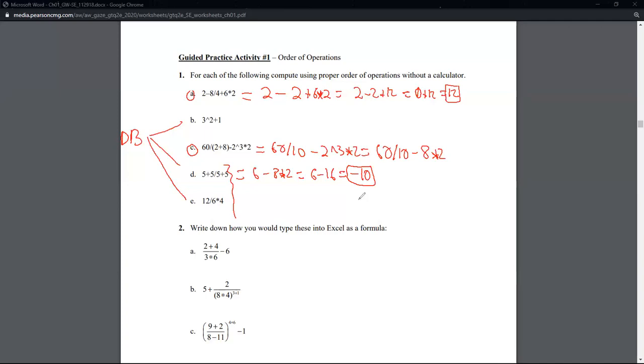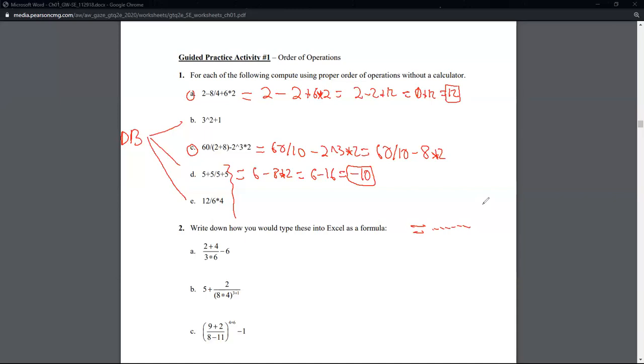For number 2, write down how you would type these into Excel as a formula. So if you wanted Excel to do this for you, say 5 plus blah blah, or 9 plus 2 and so on, so that you don't have to turn on your brain, you could type these up as an equals. Remember, in Excel a formula always starts with an equals and then your other stuff. Otherwise, it's just going to display what you wrote instead of processing it.